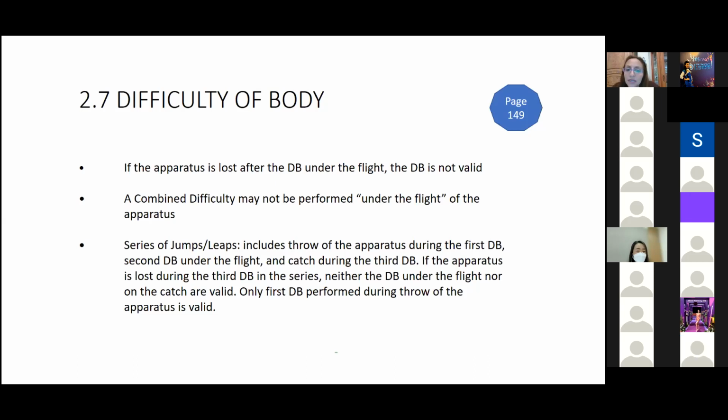A combined difficulty may not be performed under the flight, and series of jumps or leaps includes throw the apparatus during the first dB, second dB under the flight, and catch during the third dB. So this is the exception only to have under the flight. If it's a series of 3, throw on the beginning, jump under, and catch on the third. If the apparatus is lost at the end, the second and the third jumps are not valid. Why? Because they do not have a technical movement of the apparatus.